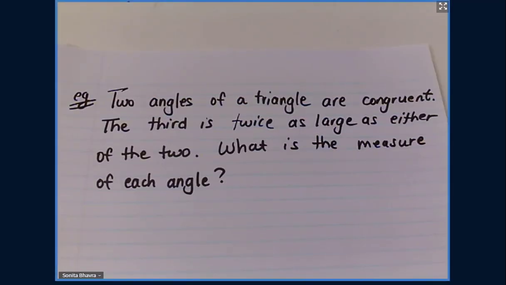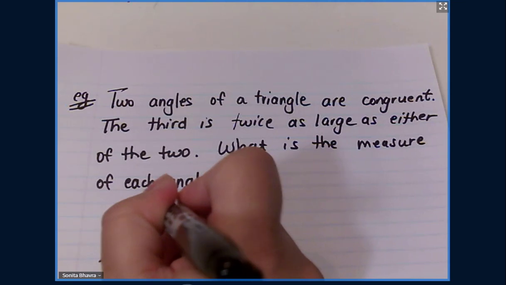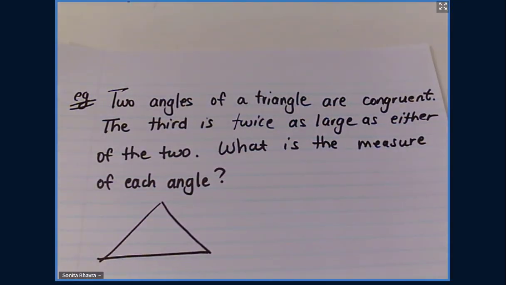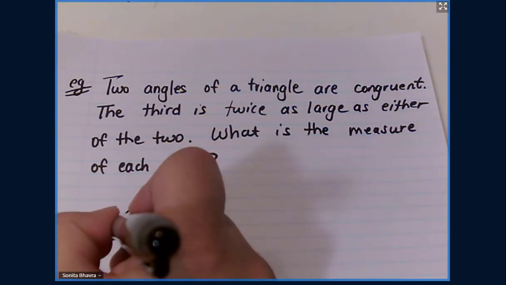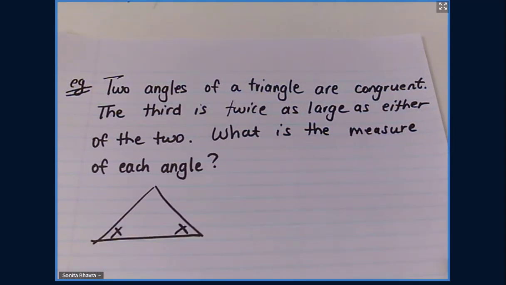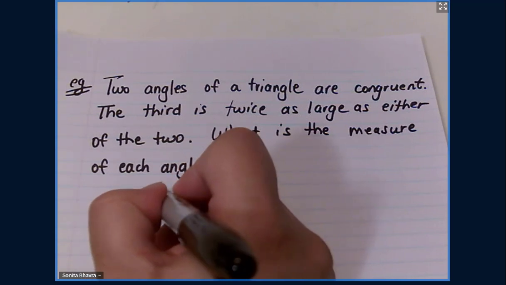All right, so our next example: two angles of a triangle are congruent. That means they'll be the same. The third is twice as large as either of the two. What is the measure of each angle? So we'll draw out our triangle. We know that the third angle is twice as large as either of the two. So we'll call the first two angles x, and the third angle we'll call 2x.